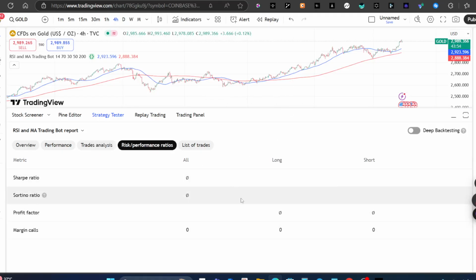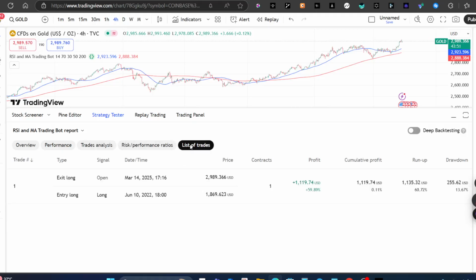Then let's see the risk. Let's see list of trades. Okay, so this is the information that the strategy tester is giving us, right? As you can see on the screen, this is the only information that the strategy tester gave us, and based on what we can see here, is this what this robot would have done, holding a trade for 3 years? Well, that's crazy.